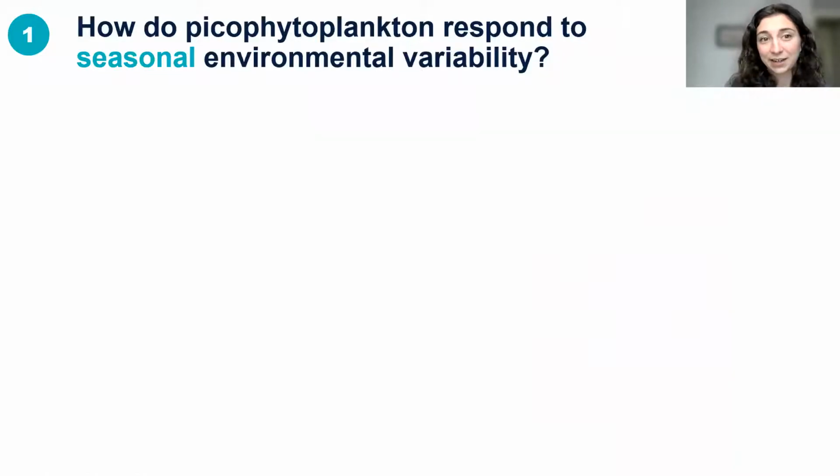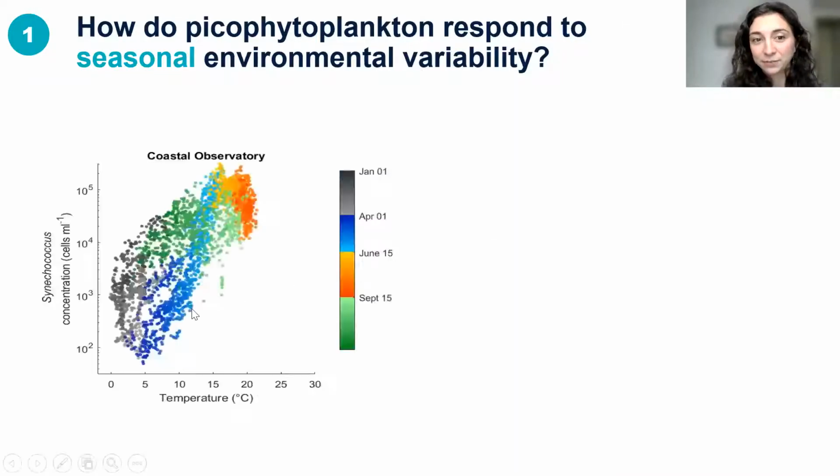So we're going to start by looking at Synechococcus concentration versus temperature. And here, concentration is on a log scale. The color is indicating the season. If we start in the dark blue in the early spring, we can see concentrations of Synechococcus are low and temperatures are low. And then as temperatures increase over the course of the spring, Synechococcus undergoes this really dramatic bloom, reaching its highest concentrations in the summer. And then in the fall, as temperatures decline again, we see a more gradual decrease in concentration back to winter lows. And these are daily averages.